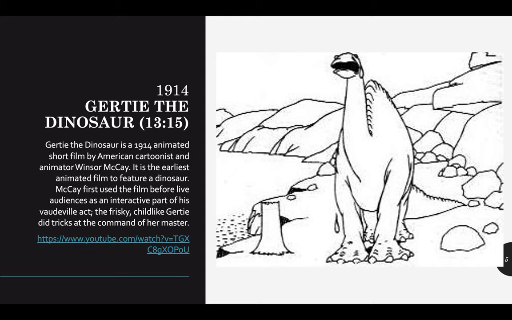But this is 13 minutes, and basically what happens is it's this big thing about how Winsor McCay is this big famous cartoonist, and he takes his friends to the Natural History Museum, and he makes a bet that he can make this animation, and then he does it. So, kind of like this.